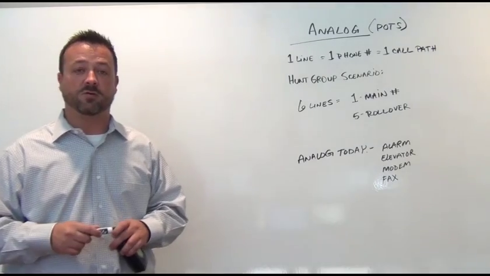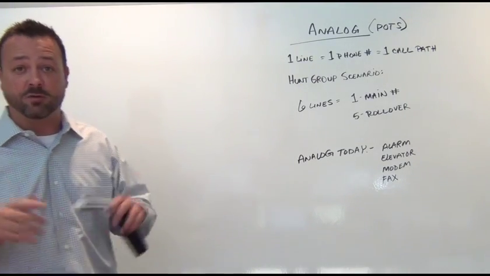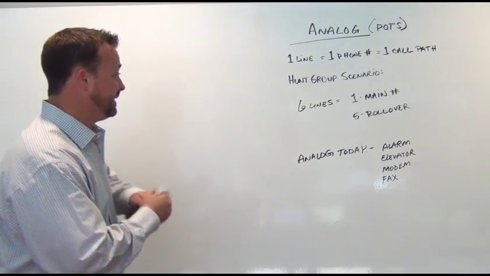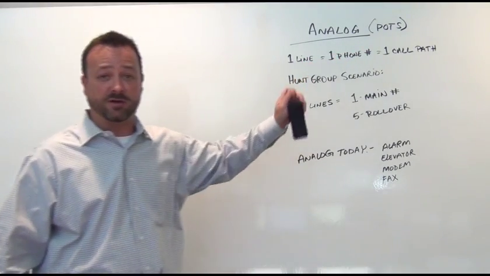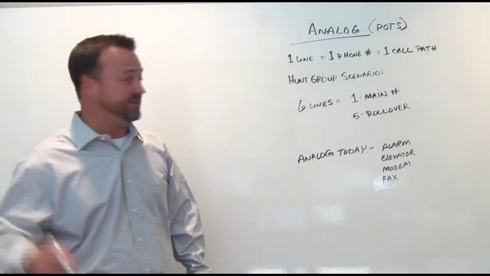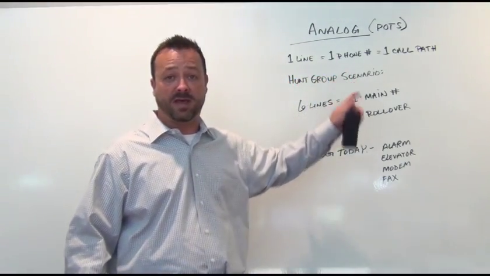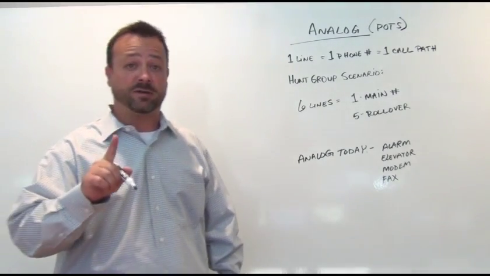The first part of Telco 101 is understanding the basics of analog services. Analog is the oldest form of technology that we use and we still use today. Basically, an analog line is also known as a POTS line. It's an acronym you'll hear more often than not. It stands for plain old telephone service, just very basic. One analog line equals one phone number and one call path. That means each analog line can only take one call at a time.